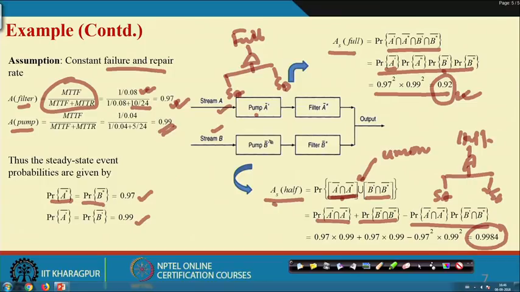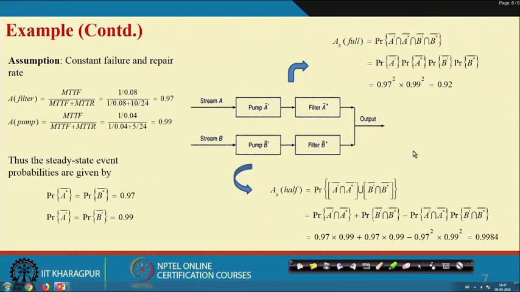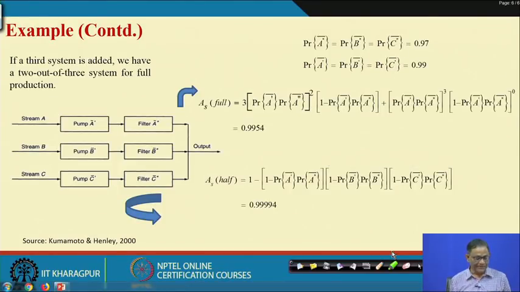We will see the same thing, how to calculate AS full and AS half for the second alternative or second choice, when we have three identical streams A, B and C. Identical means the pump A, B and C have availability or probability of successfully working 0.99, and then the filters A, B, C 0.97. So A star, B star, C star is basically the pump, and A', B', C' the filter. This is simple, it is already written here.